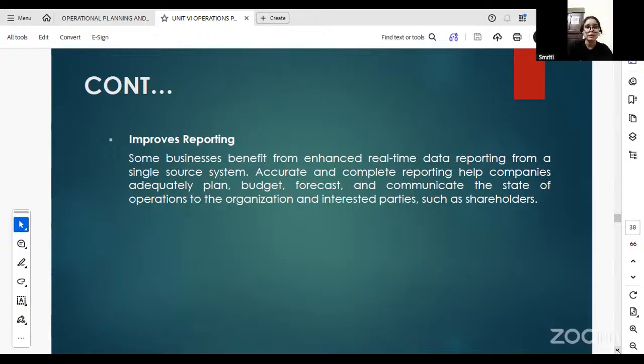Improves reporting. Some businesses benefit from enhanced real-time data reporting from a single source system. Accurate and complete reporting help companies adequately plan, budget, forecast, and communicate the state of operations to the organization and interested parties such as shareholders. Because shareholders will rely on the data which they have received. If that data is not correct, then naturally whatever decision they take will be wrong.